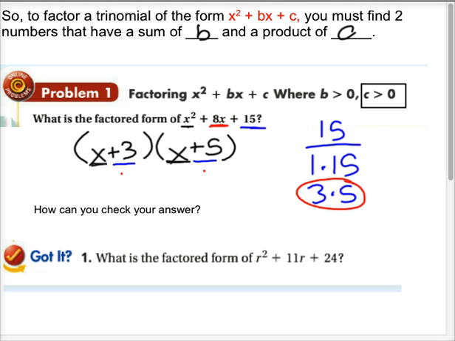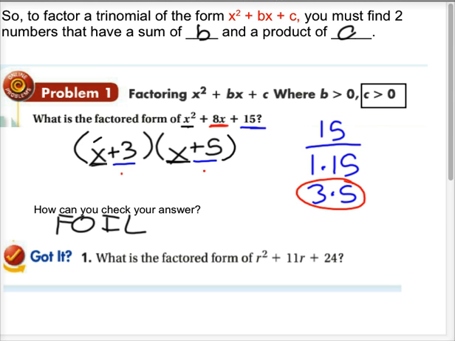Now, how can we check our work? What if I doubt whether or not I'm right? I'm not sure. Well, the cool thing is there's a really easy check for this. You can actually FOIL it back out. Once you have what you believe to be the answer, you can FOIL it and check. So let me show you really quickly.